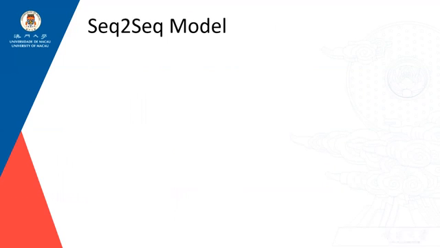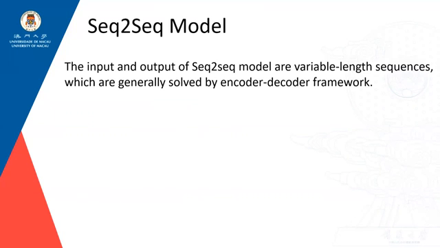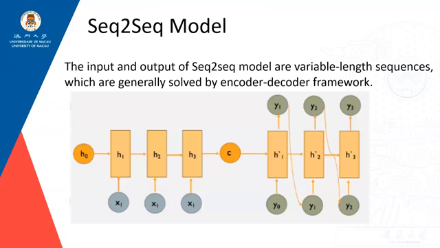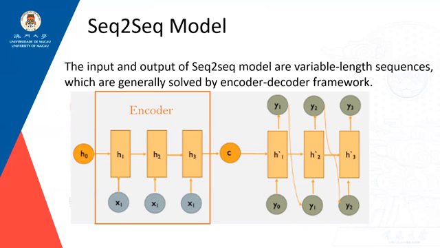The core of our chatbot is a sequence-to-sequence model. The input and output are both variable length sequences, and the length of the two sequences are not necessarily the same. Such problems are generally solved by encoder-decoder framework. Encoder RNN encodes the variable length input sequence into a fixed length context vector. We can generally think that this vector contains the semantics of the input sentence.